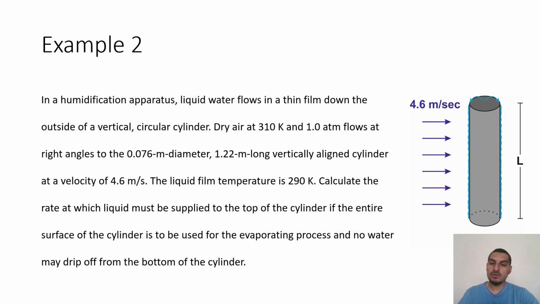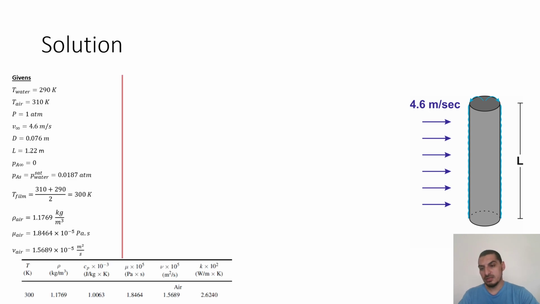So I have here all the information on the left hand side of this screen. So we have the temperature of water, the temperature of air, the pressure, the gas velocity, the diameter, the length of the pipe. It's dry air, so the partial pressure of air outside the cylinder is 0. The partial pressure of water at the surface is the saturation pressure, which you can get from any textbook or from any physical properties data book, or from Antoine's equation, whatever the source. You can get this value.